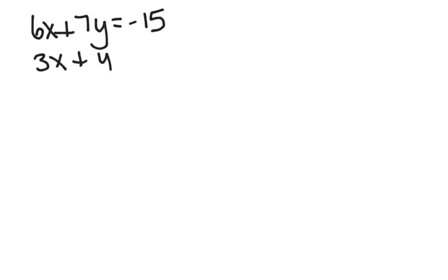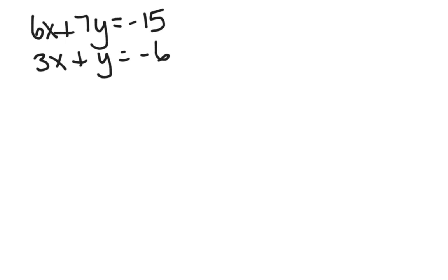Next example, we have 6x plus 7y is equal to negative 15, and 3x plus y is equal to negative 6. I cannot add the x's together and eliminate them. I cannot subtract the x's together and eliminate them. They don't have either opposite numbers or the same numbers as that coefficient of x. I have the same situation with y.